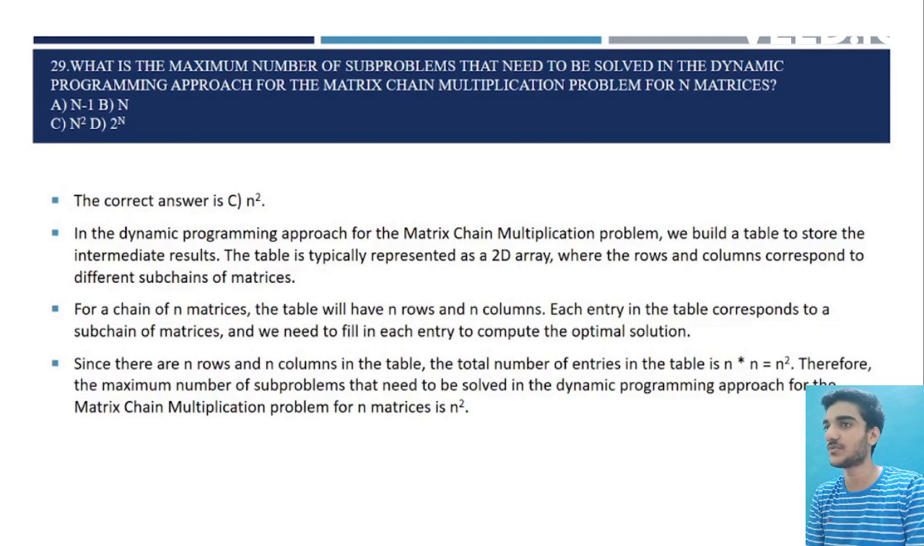In the dynamic programming approach for matrix chain multiplication problem, we build a table to store intermediate results. The table is typically represented as a 2D array where the rows and columns correspond to the different subchains of the matrices. Since there are n rows and n columns in the table, total number of entries in the table is n square. Therefore, the time complexity is n square.